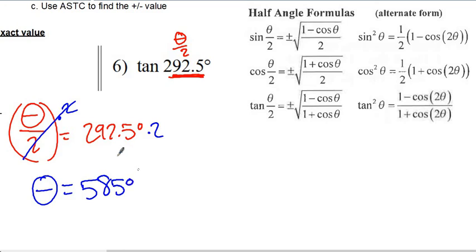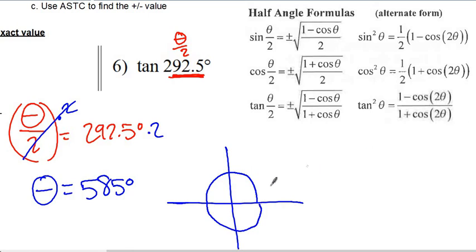Okay, so that times 2 means that theta is 585 degrees. Okay, 585, if we draw our angle right here, 585, that's 360. Let me use a different color. Then we go, each one is 90. So 360 plus 90, that's 450. Another 90 would be 540. So that's going to put us right here.